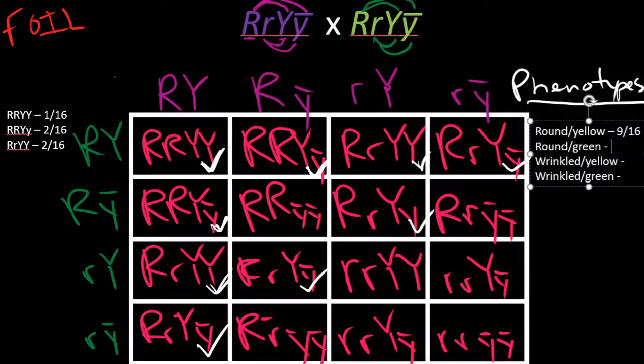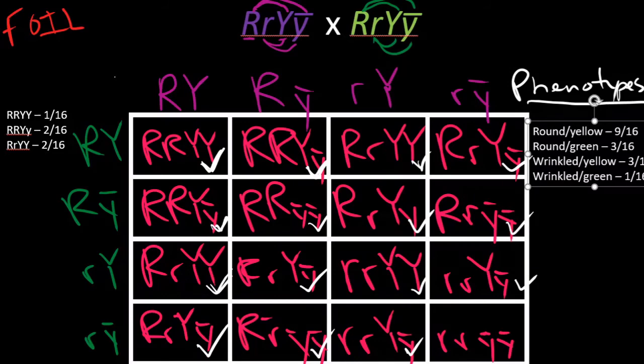What about round green? That would be a capital R and 2 lowercase y's. I count 1, 2, 3 that have a capital R and 2 lowercase y's. So that is 3 out of 16. If this is a little too quick for you, if you do the math, we only have 1 left. So only 1 out of the 16 will possibly have wrinkled green seeds. And so that is a dihybrid cross.